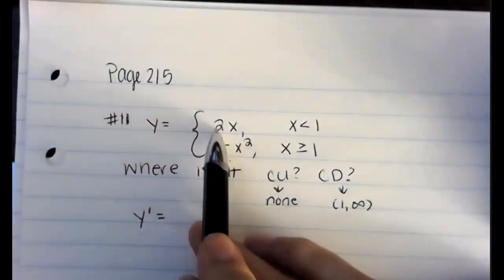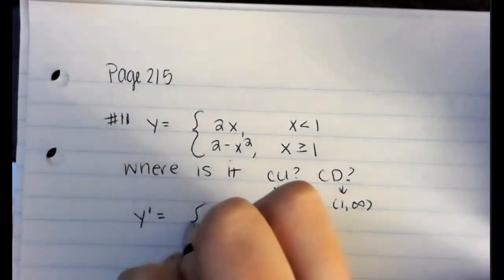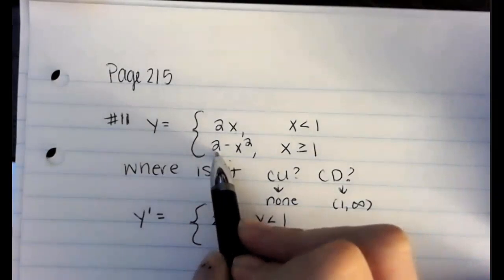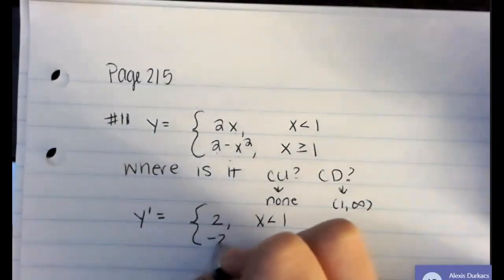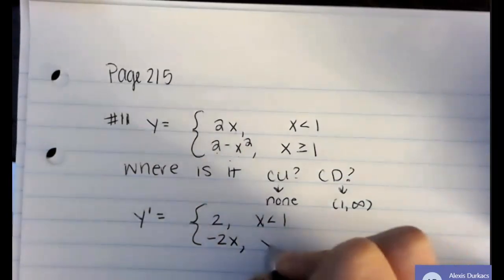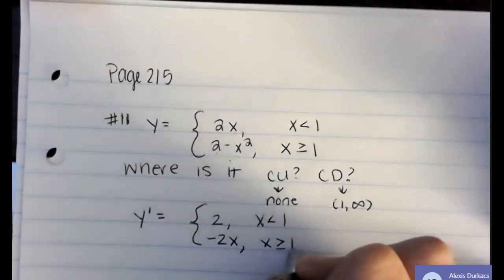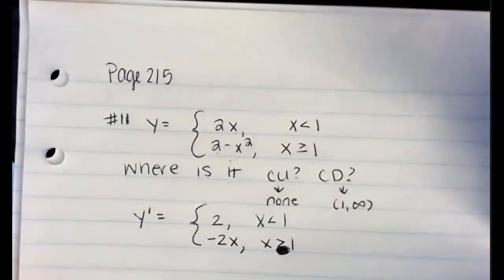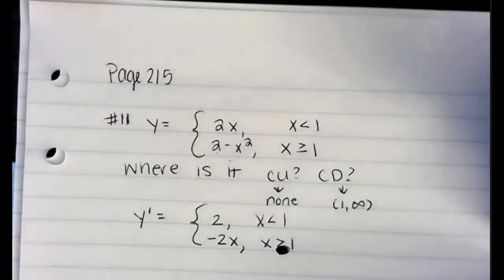So we find our derivative of each. The derivative of 2x is 2. The interval stays the same. The derivative of 2 is 0. The derivative of negative x squared is negative 2x. And we have x greater than or equal to 1 as our interval. But we now know on this interval, it can no longer be equal to 1. So that part of that domain is actually going to go away. So it's just now going to be x greater than 1 and x less than 1. So we're going to get rid of the equal to.